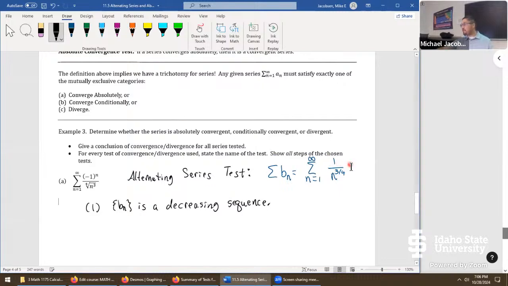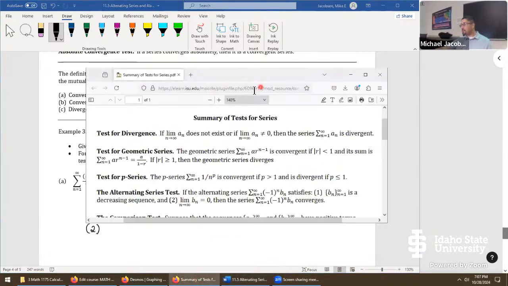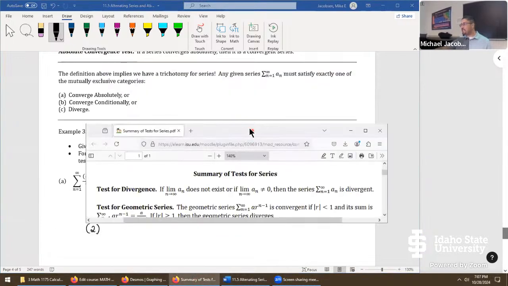Looking at the form of Bn, that's plausible. In fact, it is absolutely decreasing. It starts at 1, and as we get larger and larger values of n, we get bigger and bigger values in the denominator, so the whole thing gets smaller and smaller as n increases. So step 1 works out for us. The critical step now in the alternating series test is we're taking a limit, and we want that limit to be 0. Notice already how confusing that is.